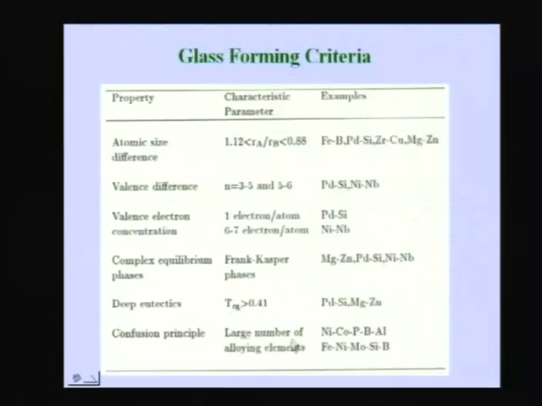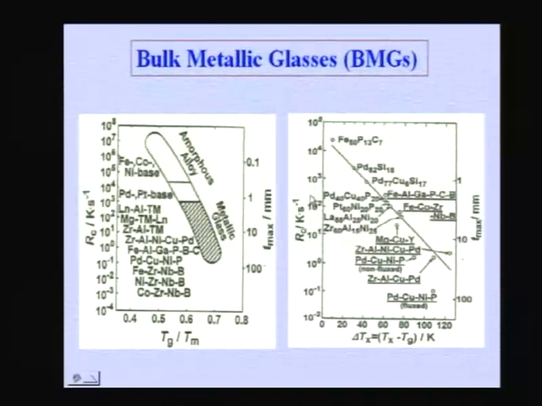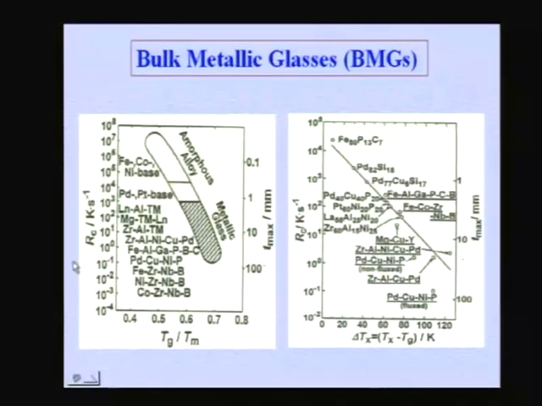Confusion principle, when you have a large number of alloying elements, for example, a 5-component system, two 5-component examples are given here. All these are various glass forming criteria. Recently, there has been a lot of interest in bulk metallic glasses, and people started looking at these glass forming criteria very closely and looking at the correlation between the various criteria and the experimental parameters.